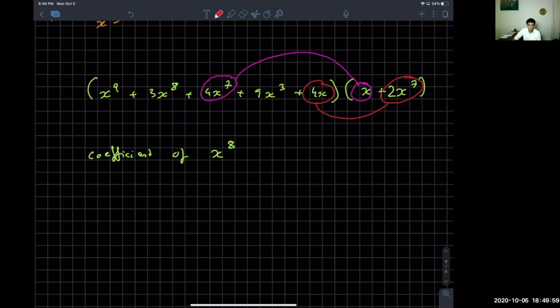8, okay? I love that people are making mistakes. So it's okay if you thought it's 3. That is correct. The coefficient of x to the power 8 is 3 in this term here. But because you're multiplying this by a second term, the coefficients will change. So the only 2 ways to get this is this pink route and this red route, right?